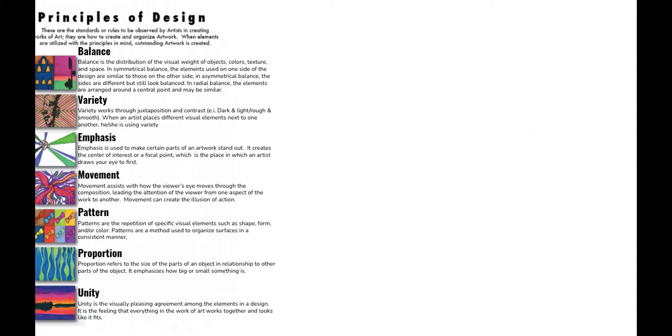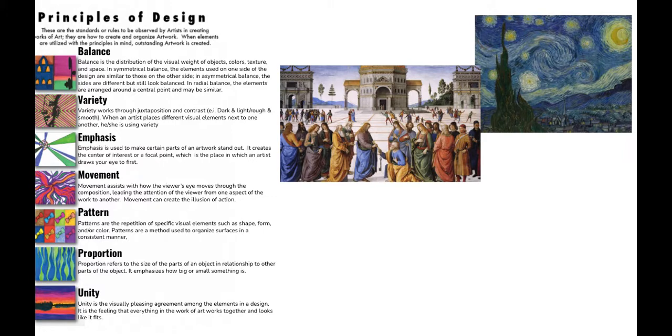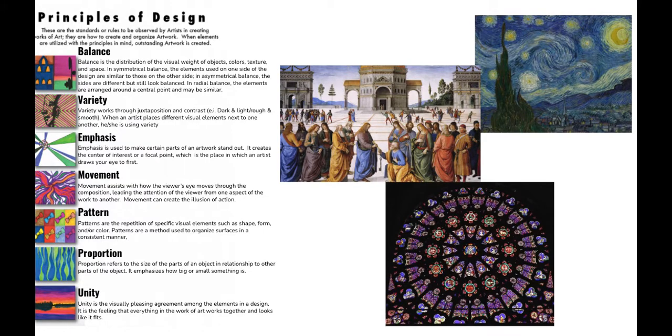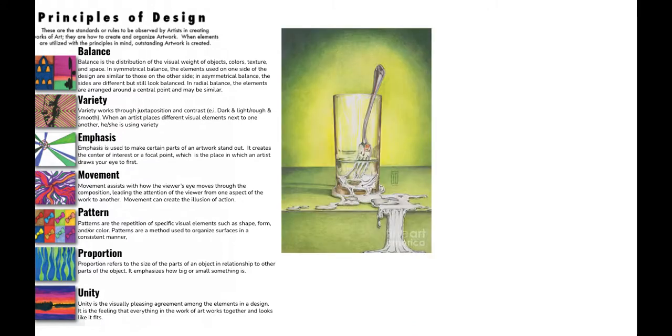As you can see here, we have symmetrical balance. Here we have asymmetrical balance. And here we have radial balance. The next principle of design is variety. Variety works with contrast, meaning that we want different things within our artwork. When an artist places different visual elements next to one another, he or she is using variety.